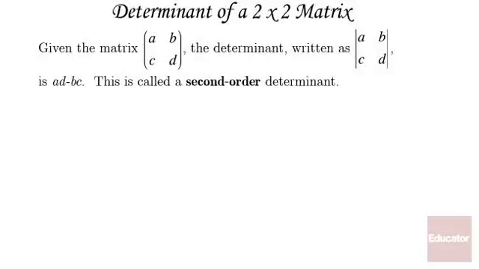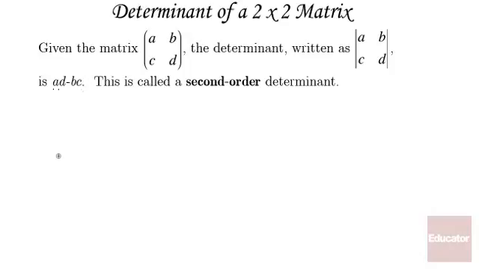All right, starting out, finding determinants of 2 by 2 matrices. Given the matrix with the elements A, B, C, D, the determinant written with these vertical bars can be found using this formula. A determinant that's associated with the 2 by 2 matrix is called a second order determinant. So this formula is AD minus BC: you multiply these two elements and then subtract the product of these two elements. This is pretty straightforward.